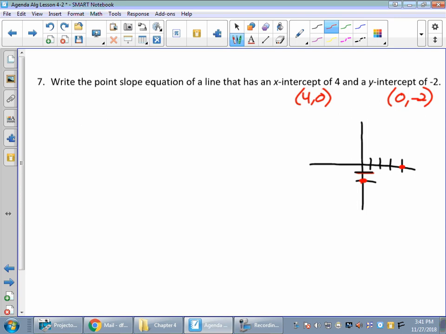For 4, 0, you're going over 4 and down 0. And here you're going over 0 and down 2 to get your -2. So we've got our points here. Now that I have coordinate points, I could just solve this problem as well because I have 2 points, so I could find the slope by using the slope formula, or since I sketched a little graph here, I could use rise over run to get my slope. Then I have points to choose for the point-slope formula.